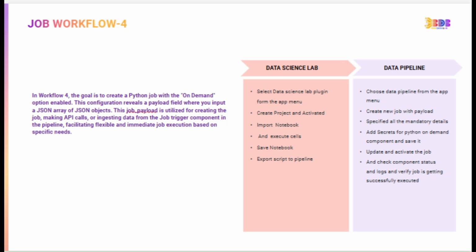In Workflow 4, the goal is to create a Python job with the On-Demand option enabled. This configuration reveals a payload field where you input a JSON array of JSON objects. This job payload is utilized for creating the job, making API calls, or ingesting data from the job trigger component in the pipeline, facilitating flexible and immediate job execution based on specific needs.